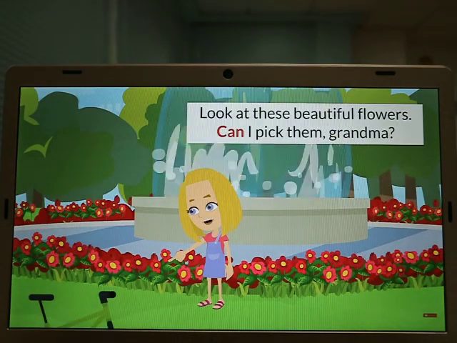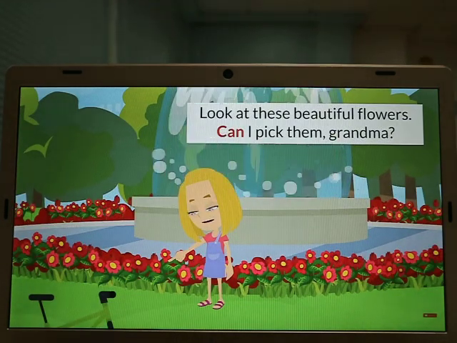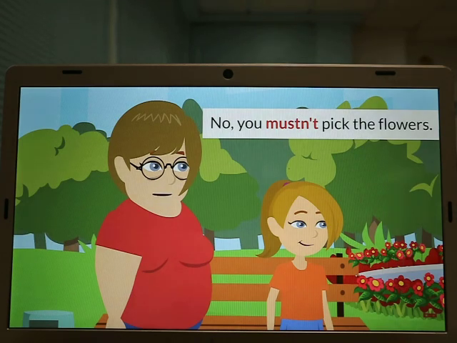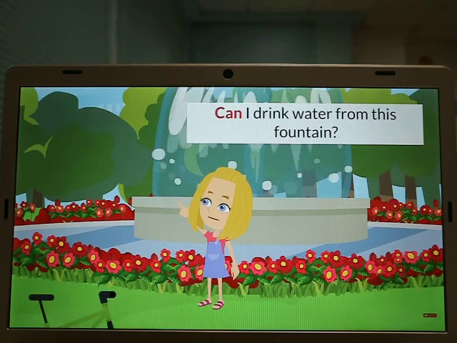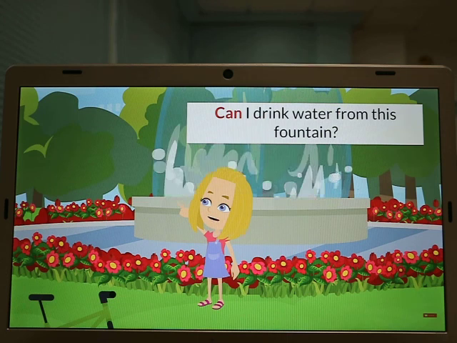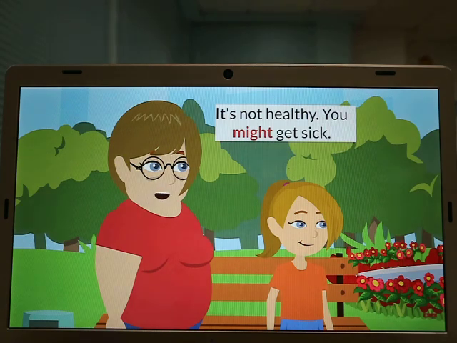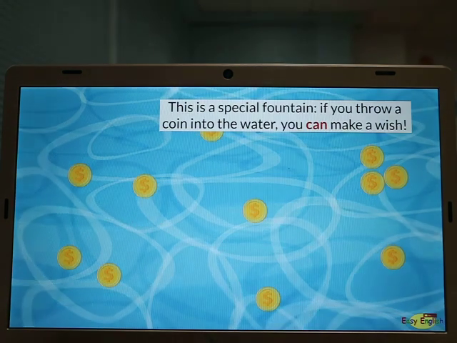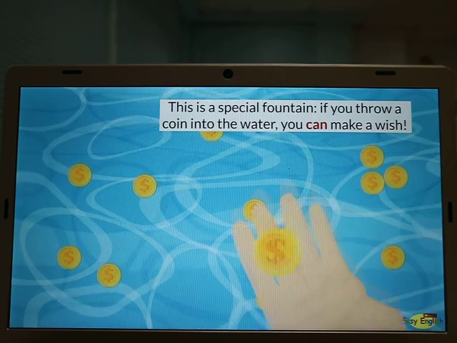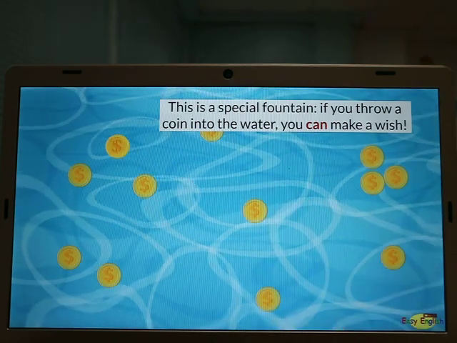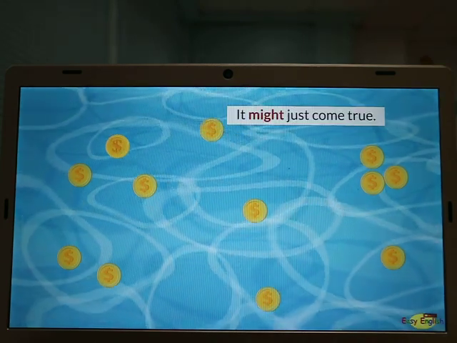Look at these beautiful flowers. Can I pick them, Grandma? No, you mustn't pick the flowers. Can I drink water from this fountain? No, you shouldn't drink water from that fountain. It's not healthy. You might get sick. This is a special fountain. If you throw a coin into the water, you can make a wish. It might just come true.